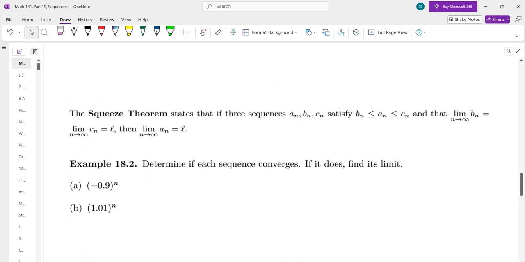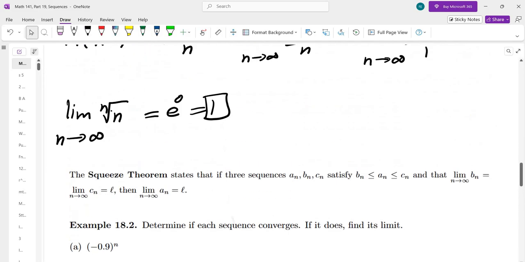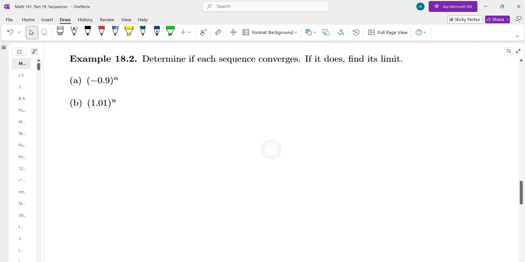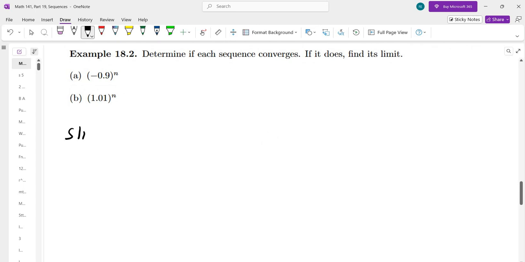Okay, so this is one of the techniques that we use in this example. It's called the squeeze theorem. So let's assume that we have three sequences, an, bn, and cn. An is between the two sequences, bn and cn. Let's assume that bn and cn approach the same number L. Then the middle one, which is an, also approaches L. Let's do a couple of examples and then we will summarize at the end.